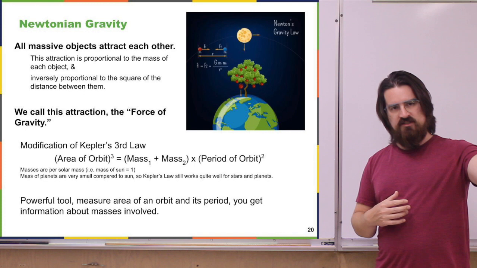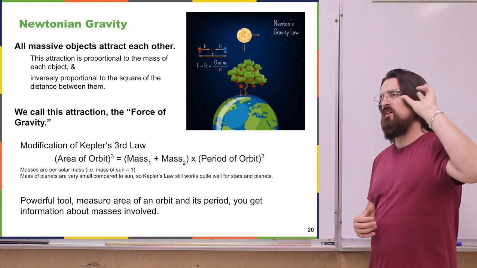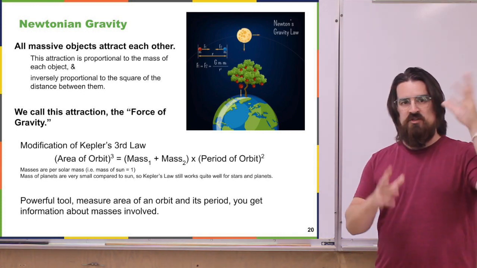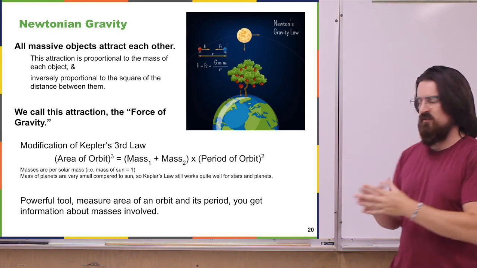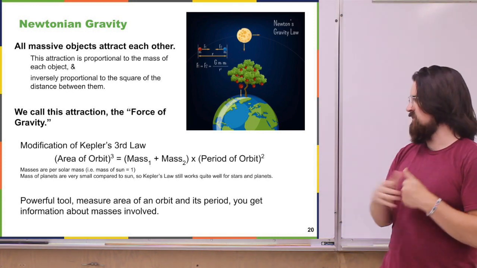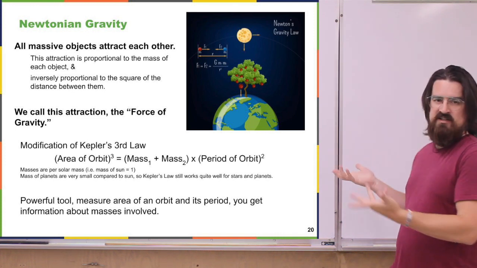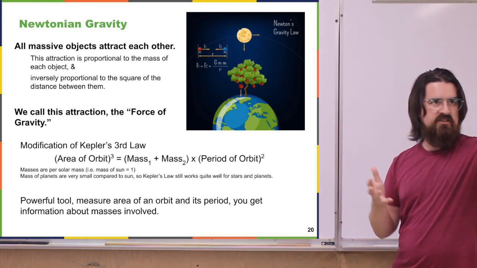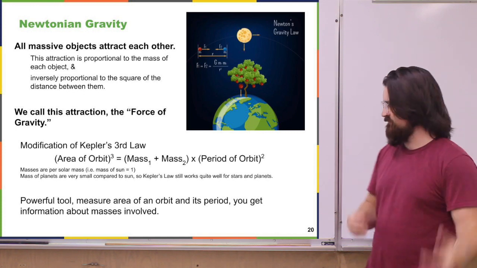If you are looking at the orbit of something, and you can measure how large that orbit is, the area of it, and you can measure how long that orbit takes, how long it takes to go around once, then that will tell you something about the masses that are involved in that system, right? You look at another star system, another solar system.